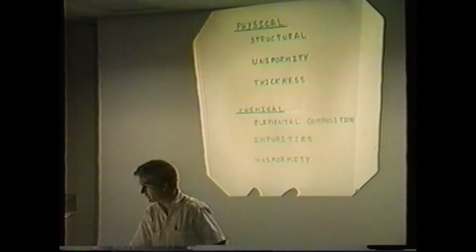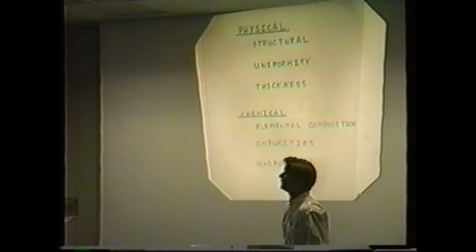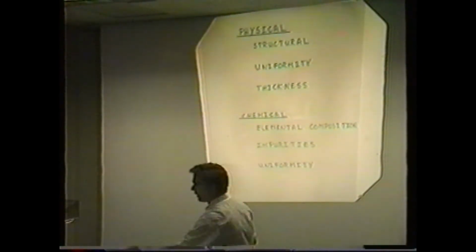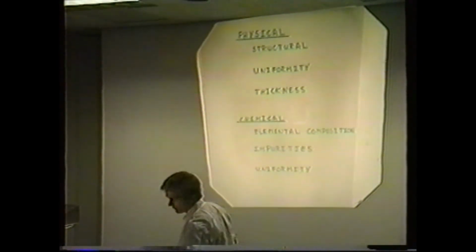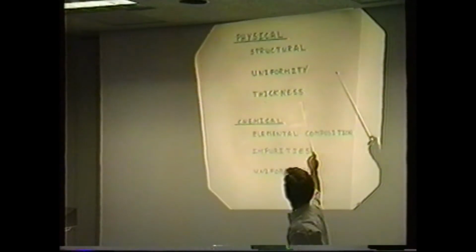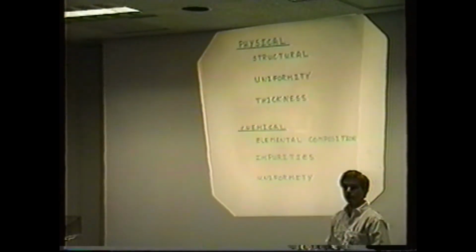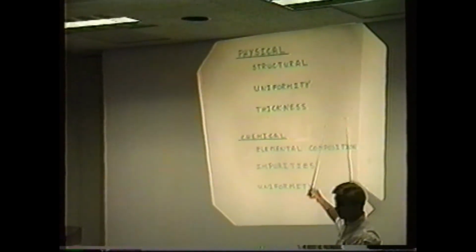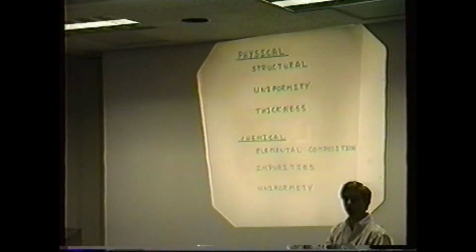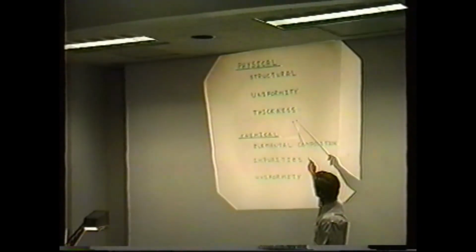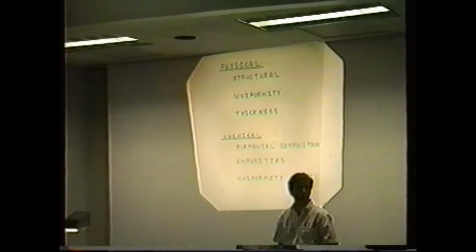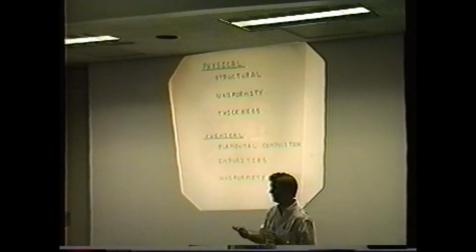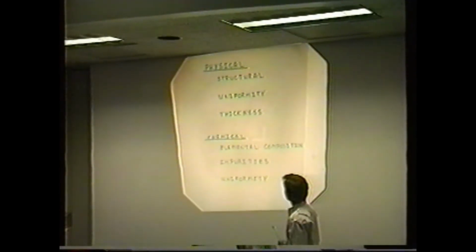Some of the important characteristics of a thin film are the physical or structural ones: the microstructure of the thin film, the uniformity or topography, and also the thickness. We need to know how thick it was, as Ken was mentioning, how many microns of a thin layer.